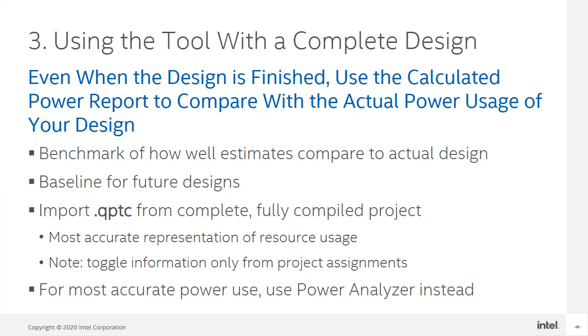Again, to do this, simply import a .qptc file generated from the completed design project. This will be the most accurate representation of the resources used. However, note that only toggle information provided as assignments in the project will be included in the analysis. Of course, once the design is complete, use the Power Analyzer instead of the PTC to get the most accurate analysis for the current design.